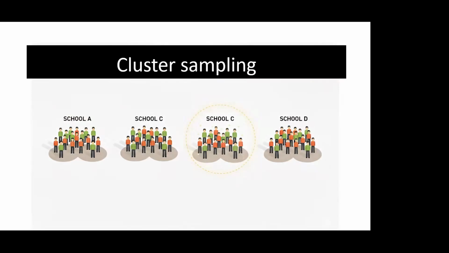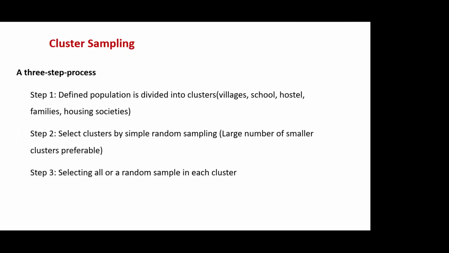Okay, now we'll go on to the fourth type, that is cluster sampling. So cluster sampling, as we see from this figure, is very clear. You have multiple clusters and you will be selecting a particular cluster for studying in detail. So the steps are, you define the population into clusters.